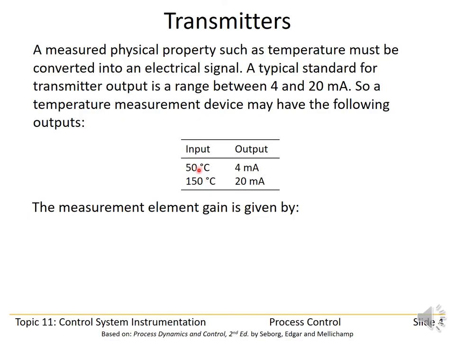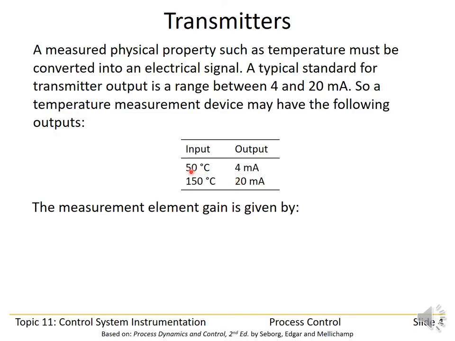So if the measured temperature is 50 degrees or less, then the output is 4 milliamps. If the measured temperature is 150 degrees or more, then the measured output is 20 milliamps. And if the temperature measurement is between 50 and 150 degrees centigrade, then the output signal scales linearly with the temperature over this range.